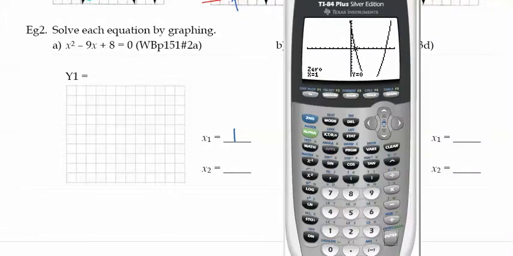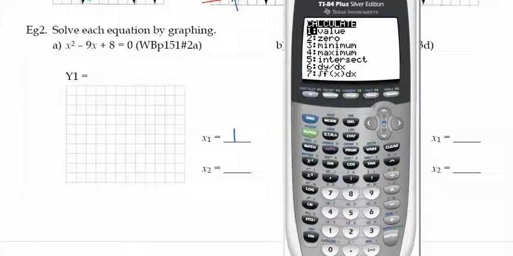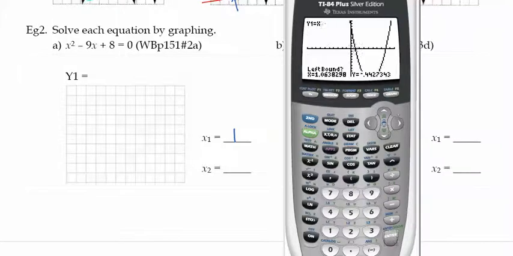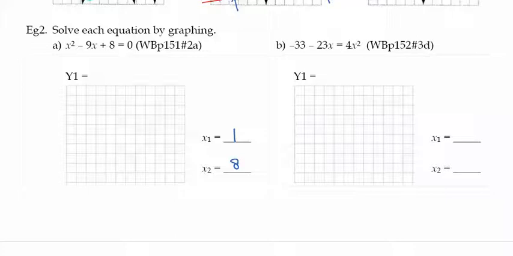And I can use the same method again to find the x-intercept on the right hand side of my parabola. Second and calculate. Find the zeros, and I will move my cursor to the right hand side. Pick a point on the left of the zero and pick a point on the right of the zero, and here I want to find the zero in the middle. And yes, we do have x equals 8.